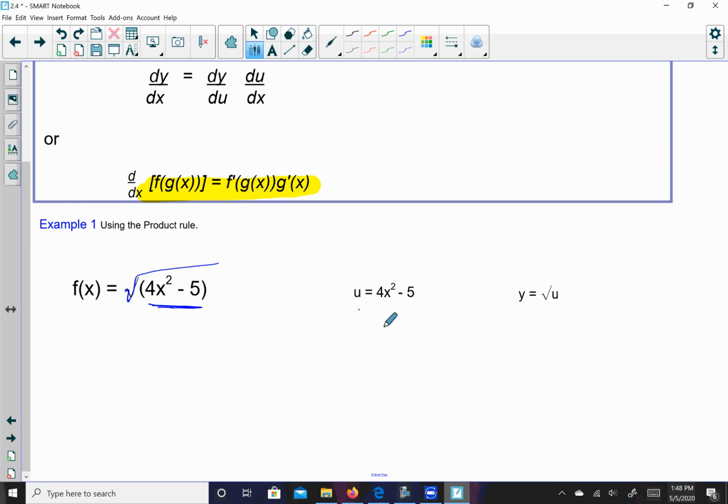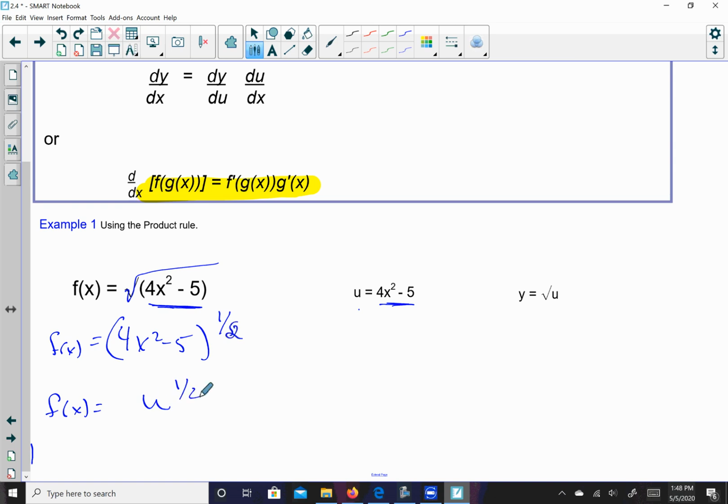So I'm going to first take the derivative of the outermost function. I'm going to rewrite this first: I'm going to think of this as 4x squared minus 5 raised to the 1/2 power, and that's f of x. I haven't changed it at all. I'm going to say that u is equal to this 4x squared minus 5, so f of x is u to the 1/2 power.